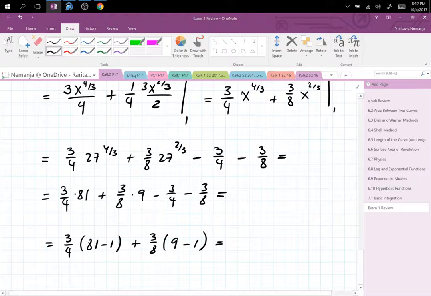So this is 80. So I have 3 times 80 over 4 plus 3 times 8 over 8. So this divides out, and this is 20. So the answer is 60 plus 3, 63.